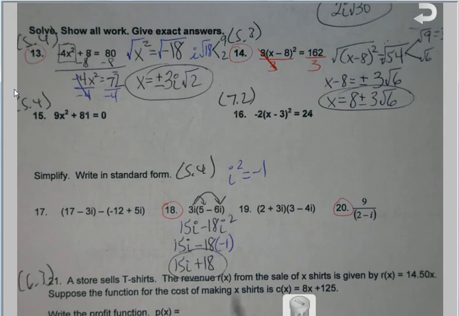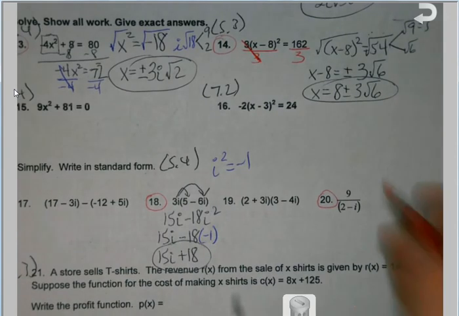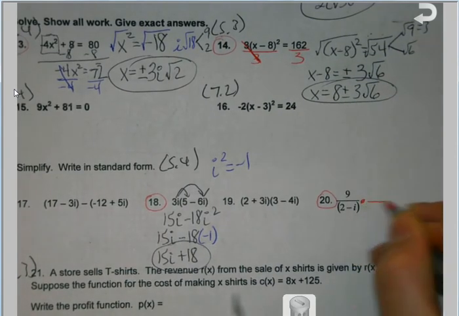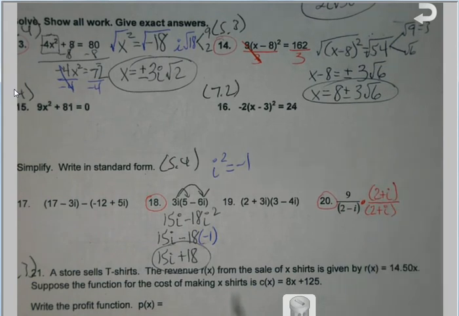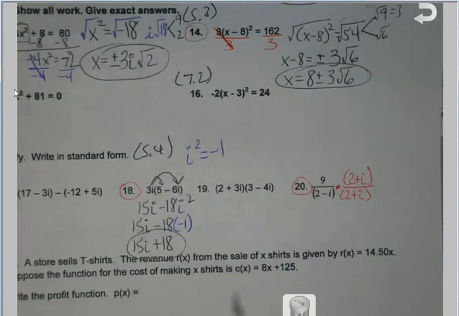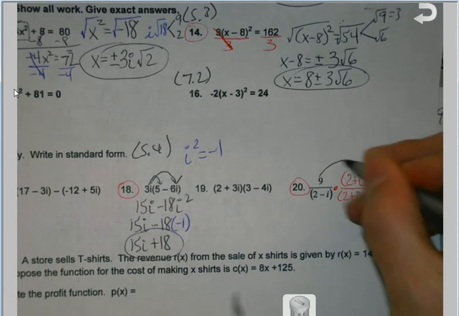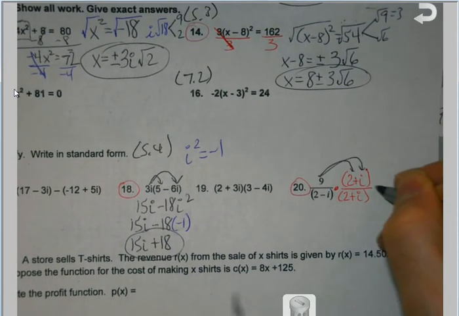Oh, speaking of the denominator, number 20. If you go through and you have an i in the denominator of a fraction, we multiply by what's called the complex conjugate, which means we just switch the sign of the i portion. Okay, notice I didn't change the sign on the 2, just the i part. And then we got to multiply through and simplify. So I'll multiply that 9 through.